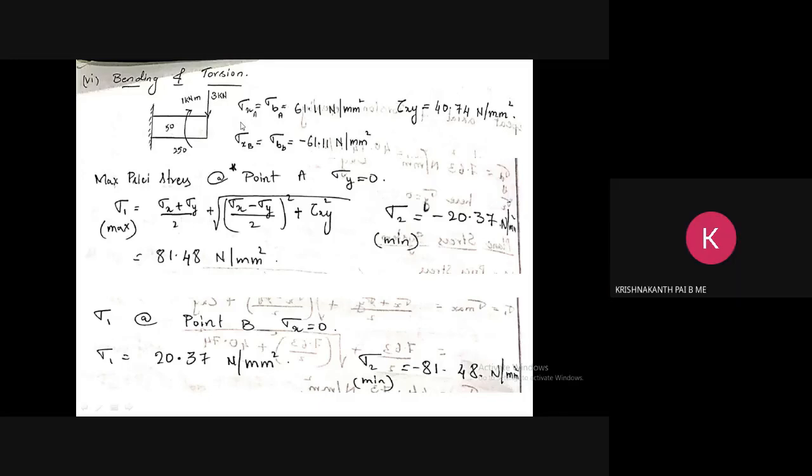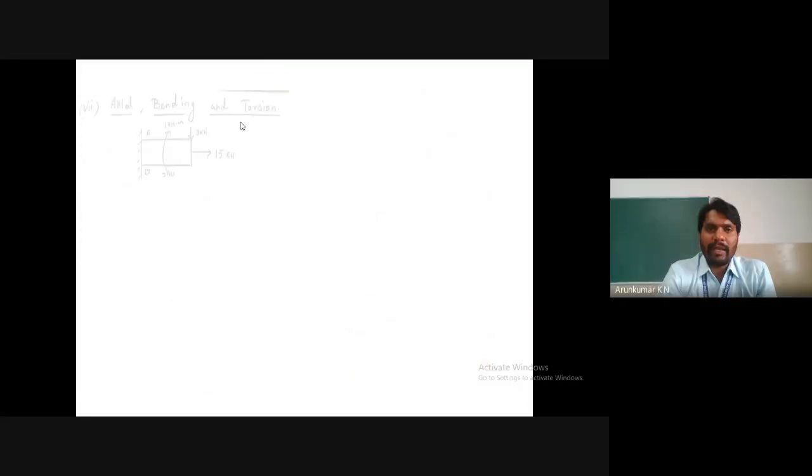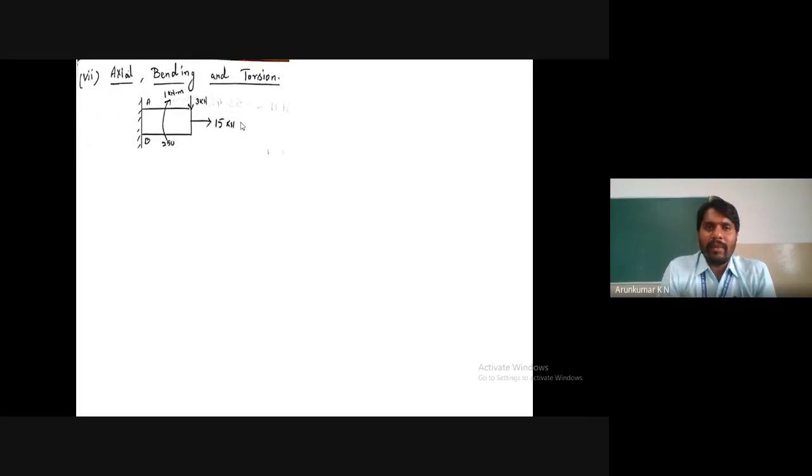Can I go with the last case? Yeah, look at this last case. It's very important. This problem has appeared many times in the examination for 15 marks, 16 marks or 12 marks, like that, right? So here, the same 250 mm length and diameter is same. Axial load is given, transverse load is given, torsional load is given. Here all three are given.